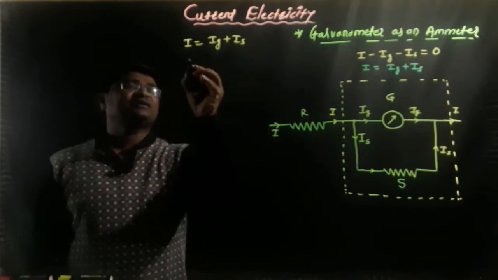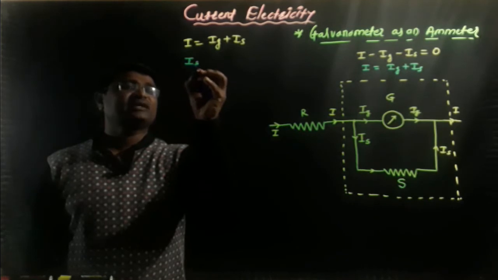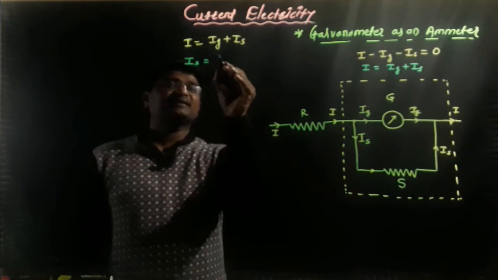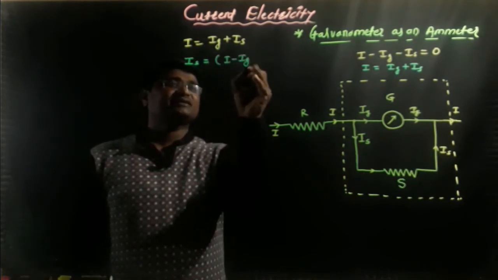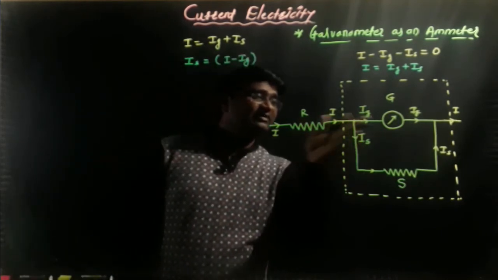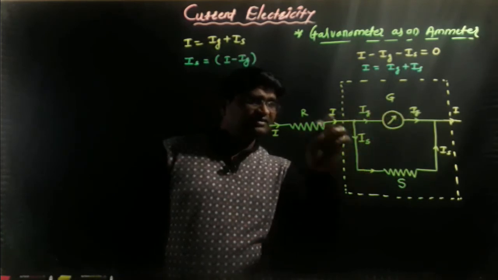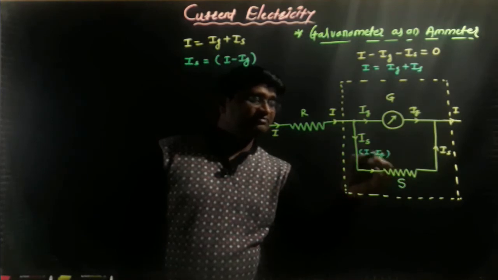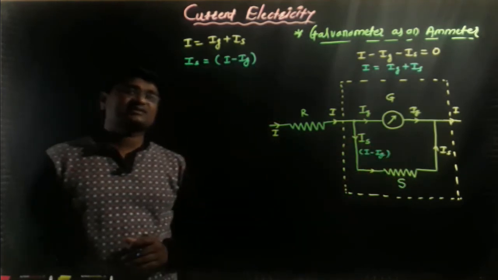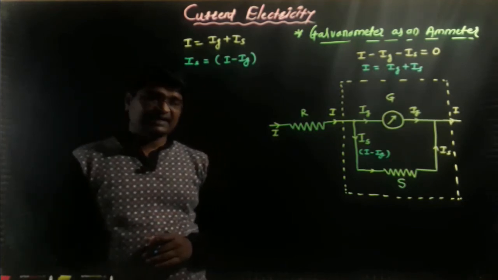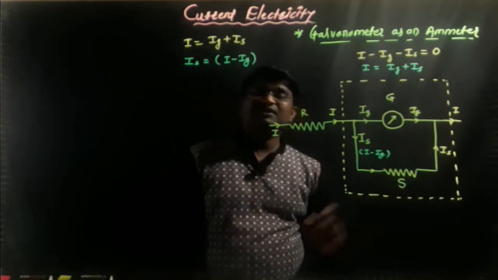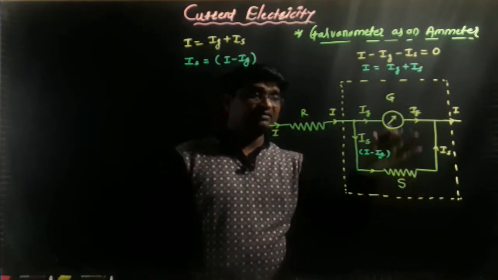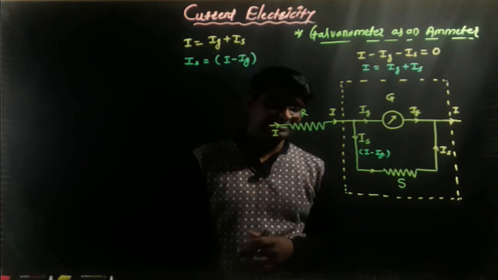So we are determining the value of Is. How much electric current passes through the shunt resistance? Is is equal to I minus Ig, because Ig is the electric current passing through the galvanometer, and the remaining current, I minus Ig, passes through the shunt resistance. So Is is equal to I minus Ig. But we need to find the value of S, because we determine how much shunt resistance is connected in parallel with the moving coil galvanometer so that it works as an ammeter.